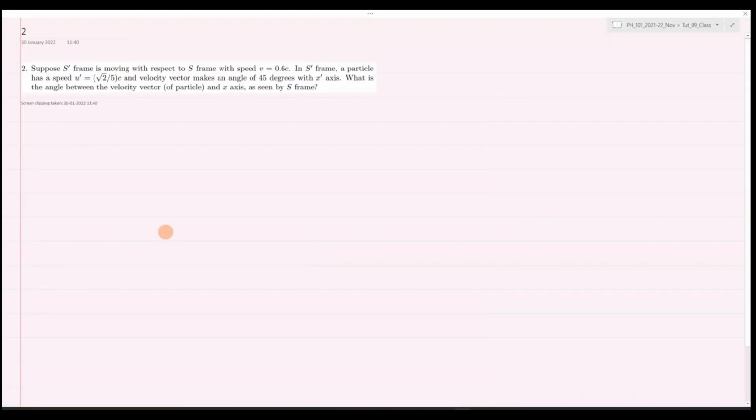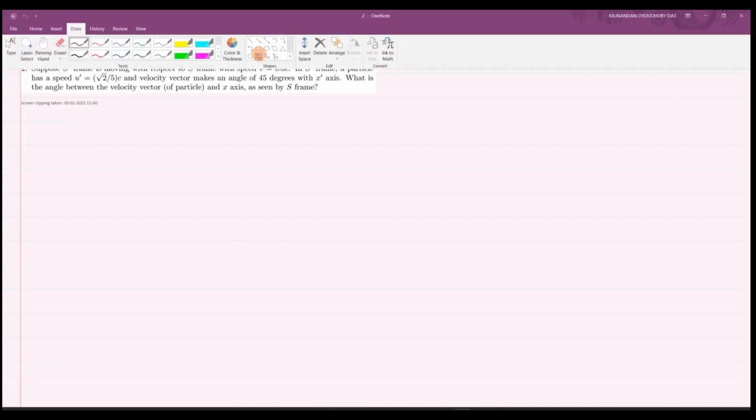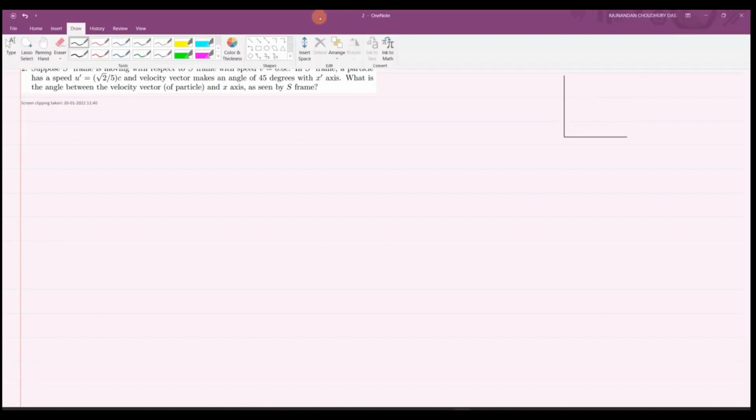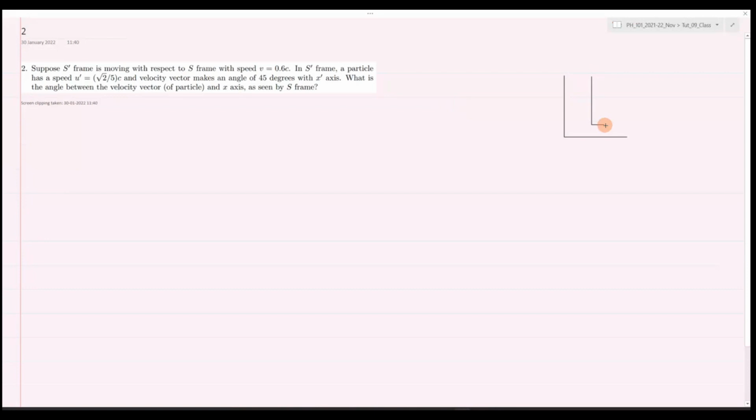Now question number 2. Suppose S prime frame is moving with respect to S frame with this speed. So we are again given two frames, S and S prime, and S prime is moving with V equal to 0.6c. In S prime frame, a particle has speed u prime, and this is also given to us: root 2 by 5 c.